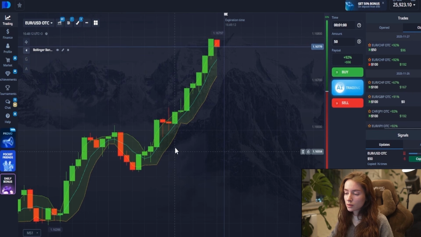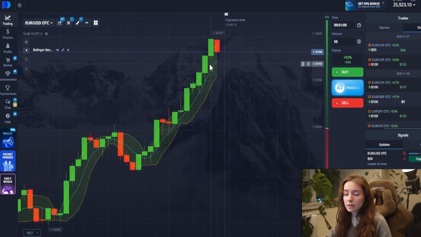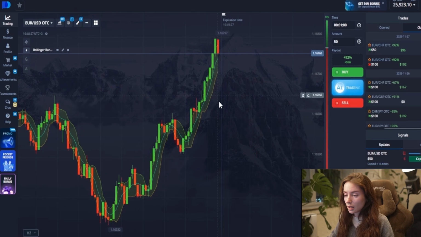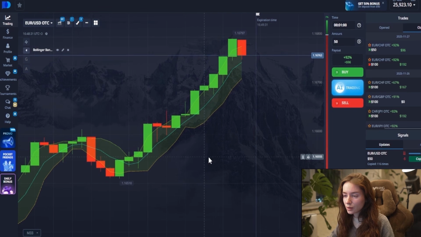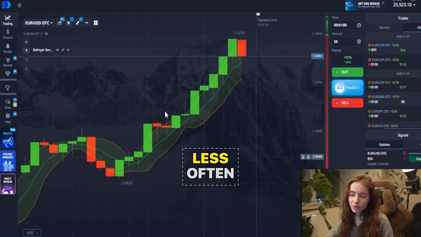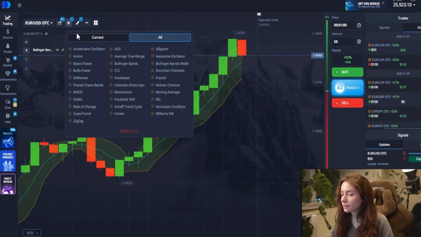The price often bounces off the upper and lower bands. A touch of the lower band is a potential signal for a reversal upward. A touch of the upper band may indicate a reversal downward. In general, I use this indicator less often than the previous two, but when I do use it, I pair it with the stochastic oscillator.